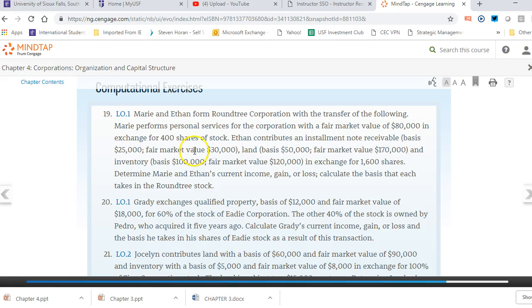Then I want you to note, let's do a quick sum of the fair market values of what Ethan is contributing. 30 plus 170 is 200, plus another 120 is 320. So 30 plus 170 plus 120 adds up to 320,000 of fair market value of assets transferred into the business. Keep in mind also that when you start a business, you start everything out at fair market value.